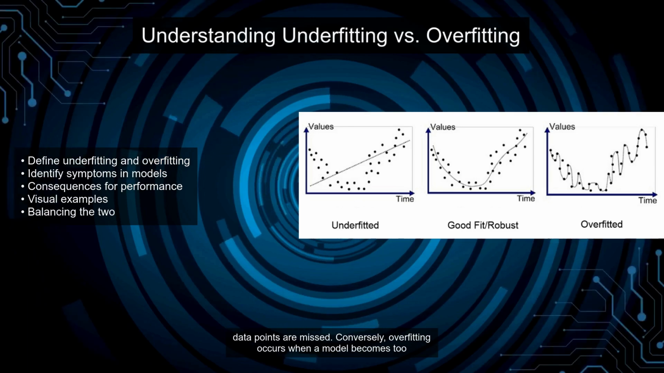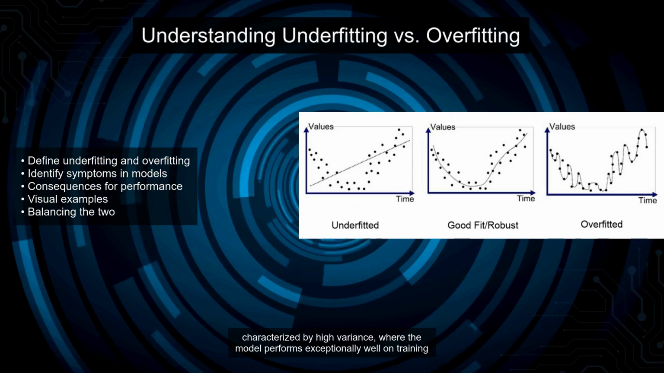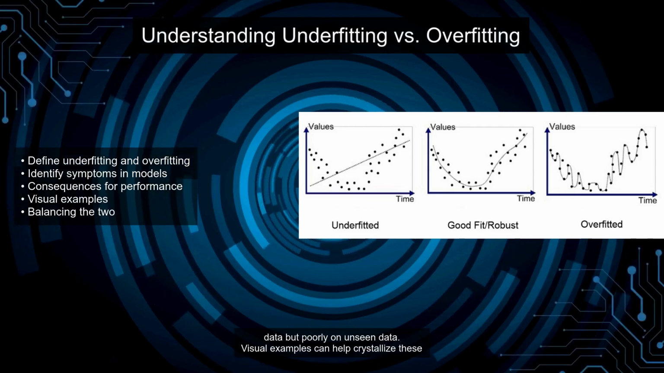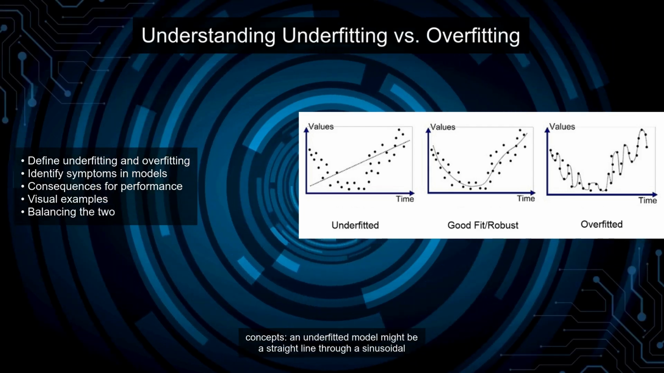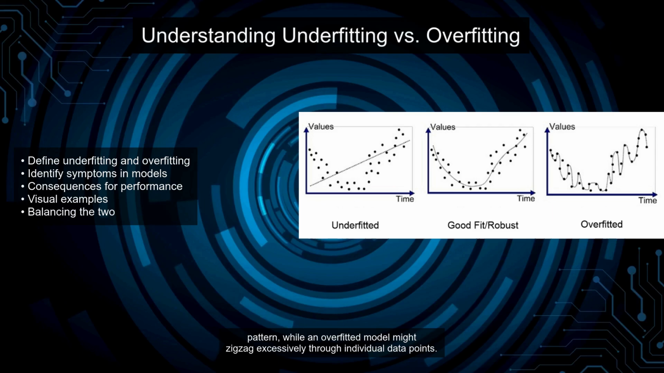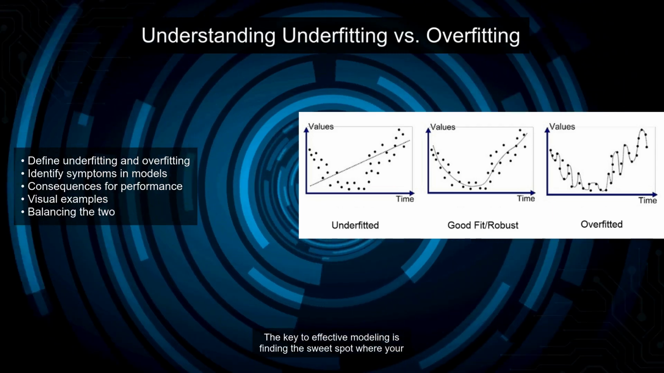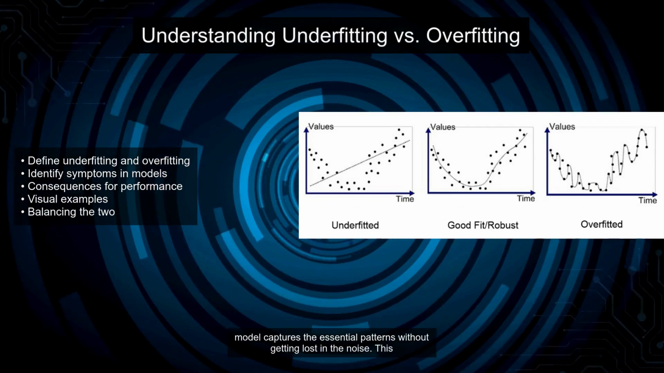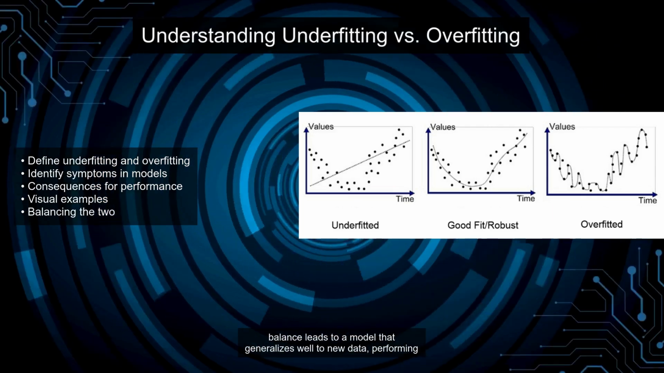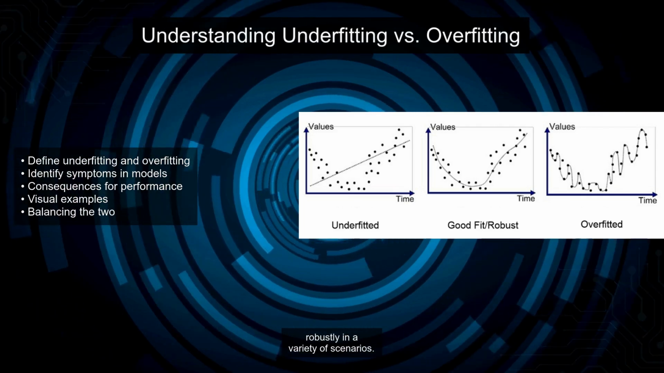Conversely, overfitting occurs when a model becomes too complex, capturing noise along with the signal in the data. This is characterized by high variance, where the model performs exceptionally well on training data but poorly on unseen data. Visual examples can help crystallize these concepts. An underfitted model might be a straight line through a sinusoidal pattern, while an overfitted model might zigzag excessively through individual data points. The key to effective modeling is finding the sweet spot where your model captures the essential patterns without getting lost in the noise. This balance leads to a model that generalizes well to new data, performing robustly in a variety of scenarios.